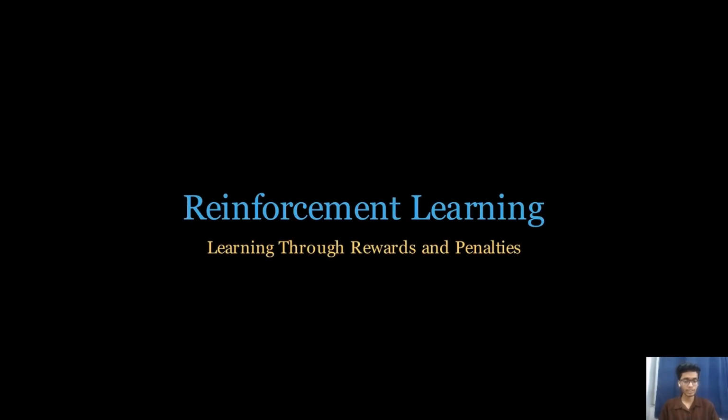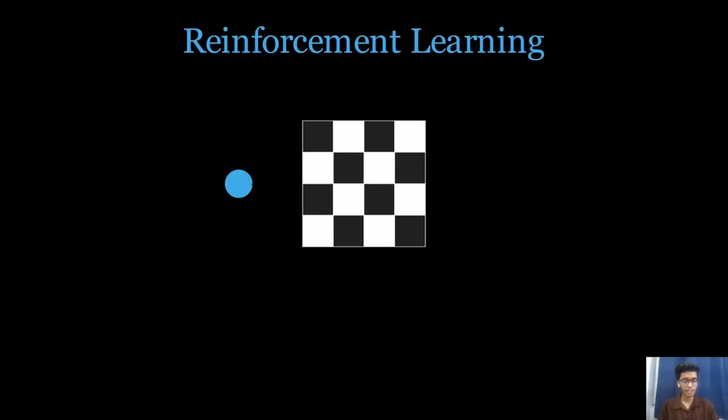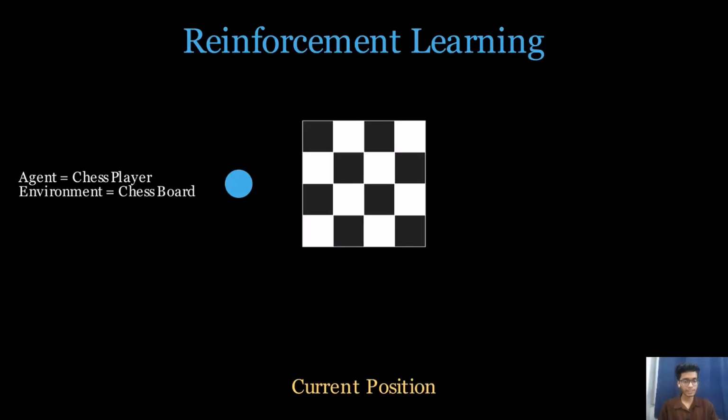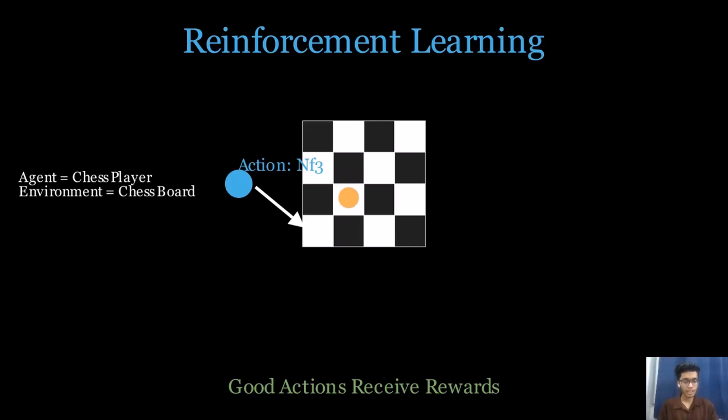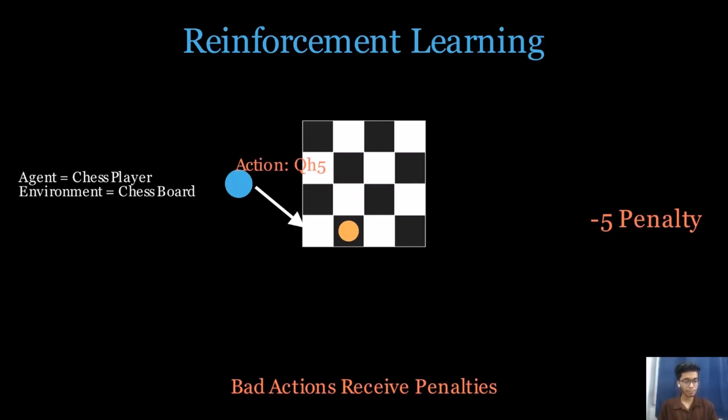So talking about reinforcement learning, what happens in reinforcement learning? We try to learn through rewards and penalties. Like here, we have this chessboard as our environment. Then we have one chess player. And now the chess player will make random moves with chess pieces. Okay, so let's say there is this piece. The chess agent will make this move. Now on the basis of this move, it will get a plus 10 reward because it puts us into a good position. Now let's say if this move puts us into a bad position, it will get a minus 5 penalty.